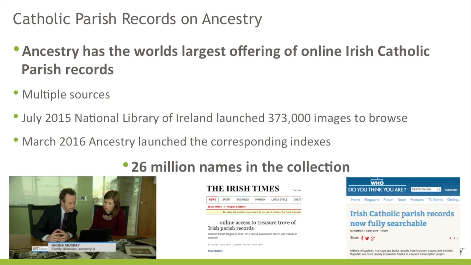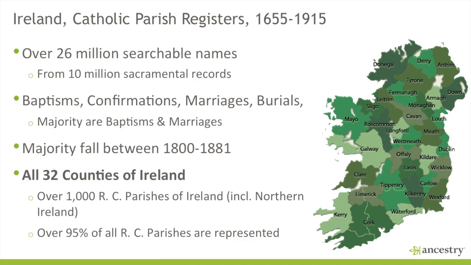So we launched with a bang in March 2016. We had RTE coverage, we had Irish Times newspapers writing about us, as well as Who Do You Think You Are magazine, and it went global in terms of what we achieved. There are 26 million names within this collection. It's absolutely huge, and it's fundamental to researching your Irish family history. As I said, 26 million names from 10 million sacramental records.